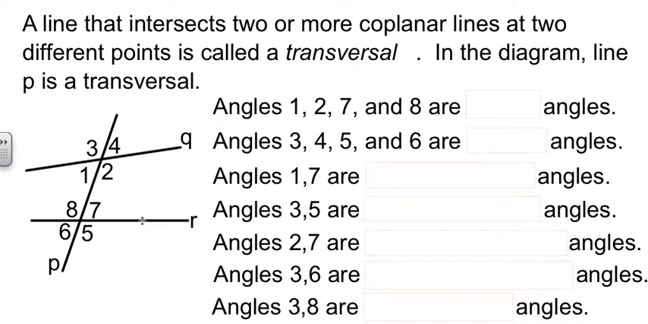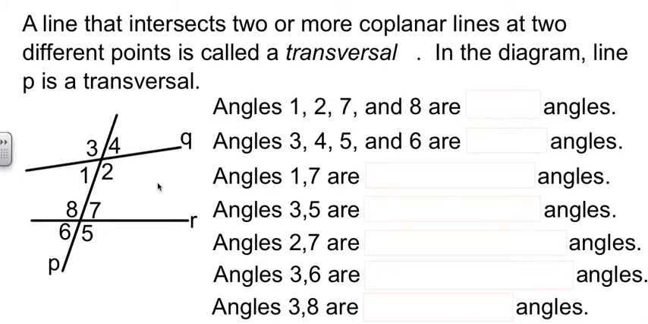Now, if I were to move line R up to here, then that would not be a transversal. P wouldn't be, because it intersects both of them at the same place. They have to meet in two different places to be a transversal. Now, hopefully you can see on our diagram that when you have a transversal intersecting two lines, you get 8 different angles. 1, 2, 3, 4, 5, 6, 7, and 8.